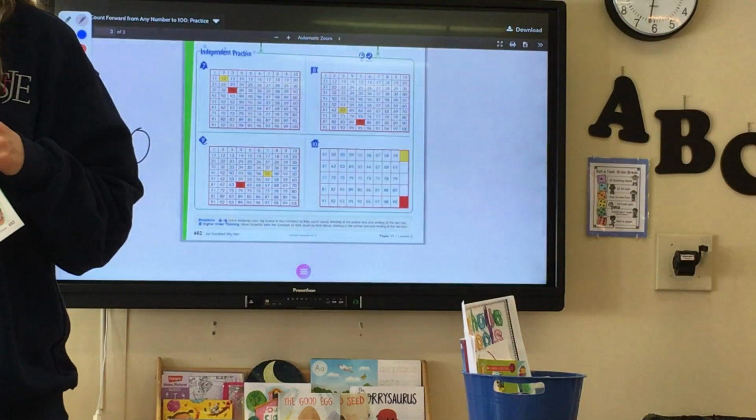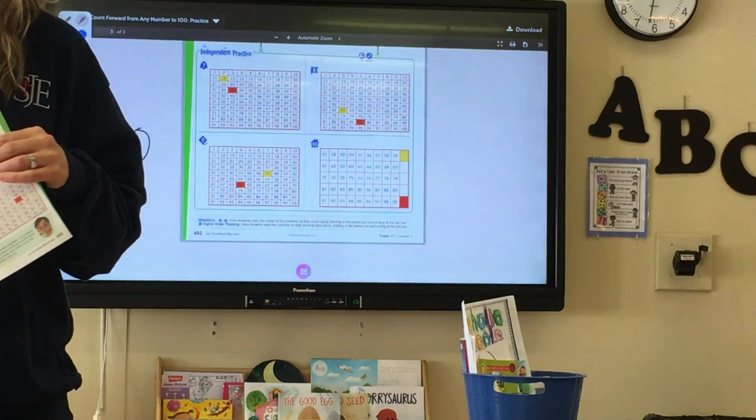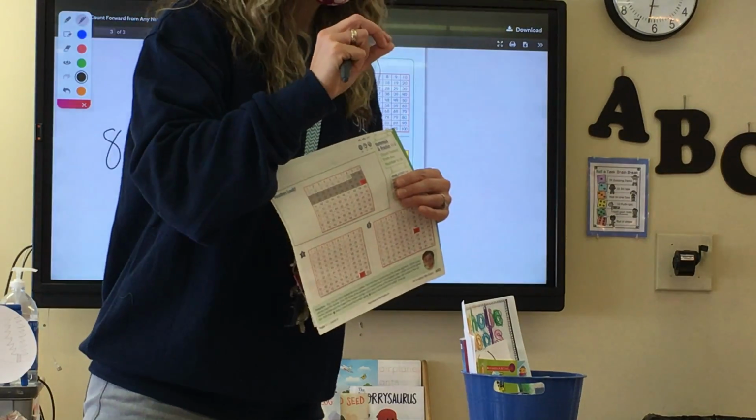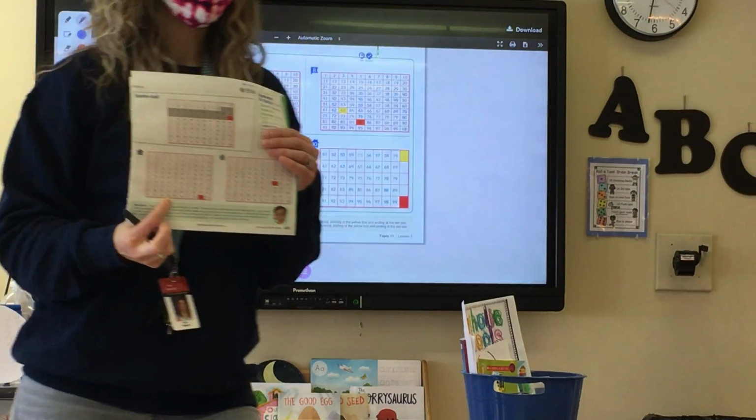Circle 80. No, with your pencil. You're always going to circle it with your pencil. Okay? Now, we're going to keep counting. What number are we going to stop on? What number is in red in this first hundreds chart, Finn?